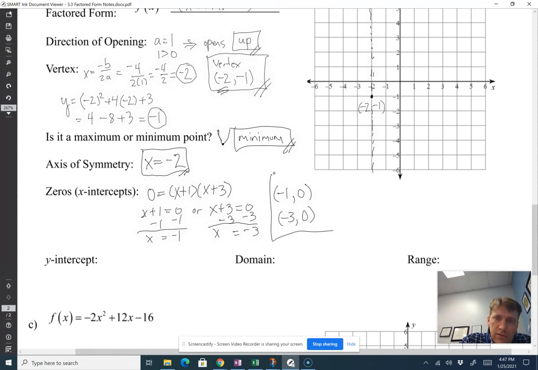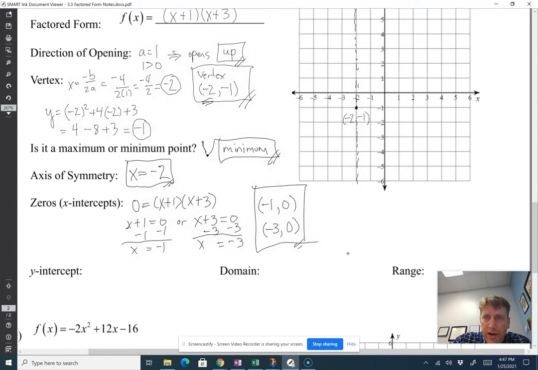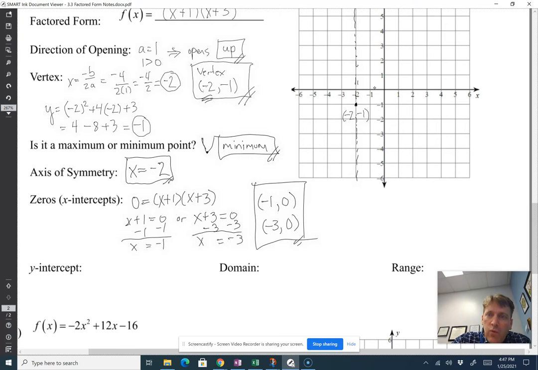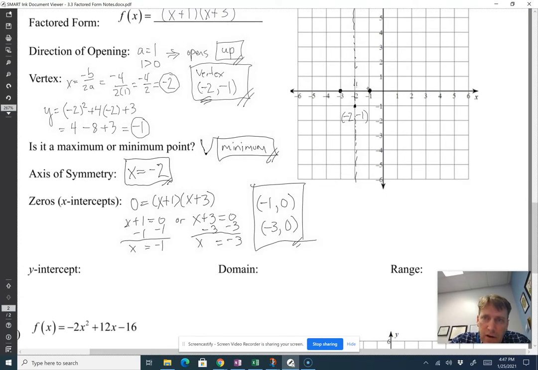And those are important. That's where it crosses the x-axis. So we're going to go up here and graph them. -1, comma 0 is right here. And -3, comma 0 is right there. And notice that they are 1 unit each from the axis of symmetry. So that helps us to know, hey, we did this right.